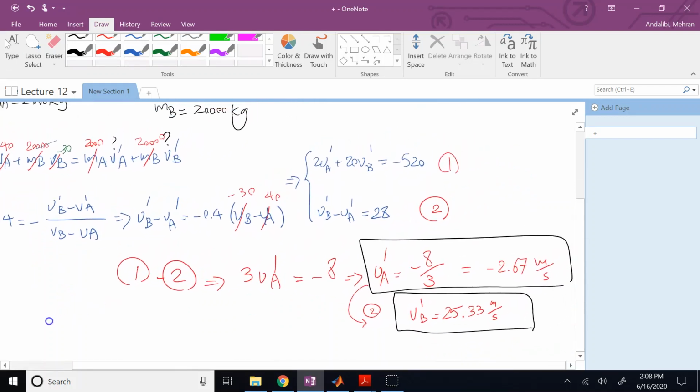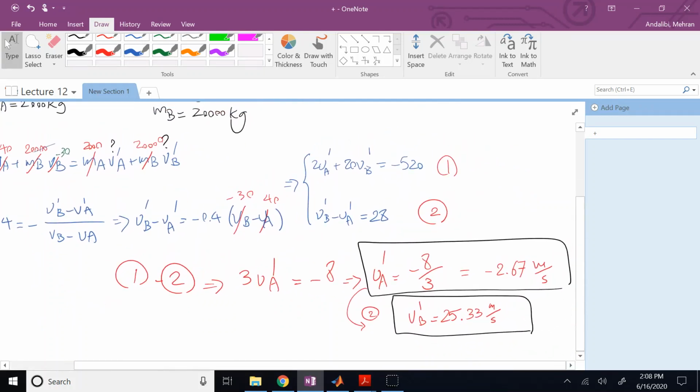So now if you solve, and this time you cannot just subtract or add because the coefficients are not the same. So this time what you do is you multiply equation 2 by number 2 and then add it to equation 1, because now you're going to have negative 2 VA prime and positive 2 VA prime. When you add, they would cancel, so you're going to get 22 VB prime and then the number is going to be negative 520 plus 2 times 28, so 56 minus that, you're looking at negative 464, right?